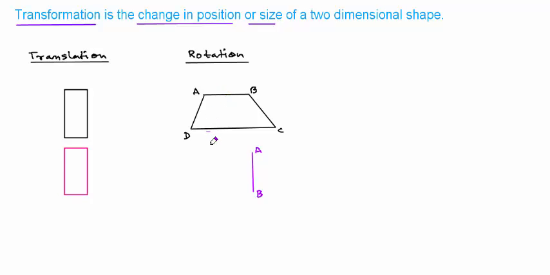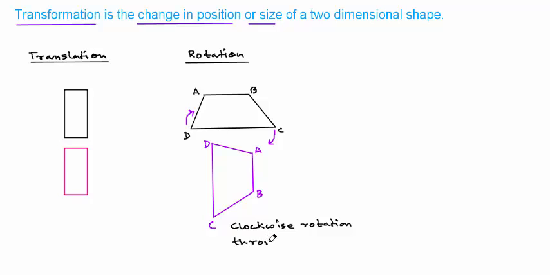Similarly, we will have DC going down like this. So we have D on the top, C on the bottom, because this is a clockwise rotation. Let me just write that down. Clockwise rotation through an angle of 90 degrees.